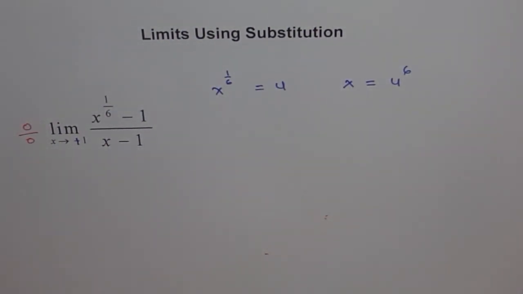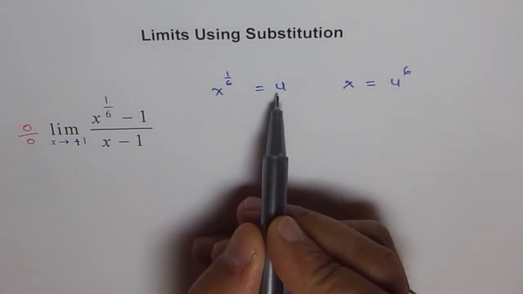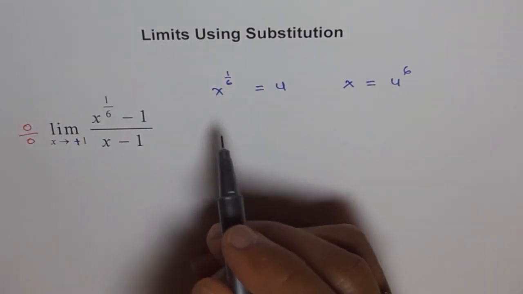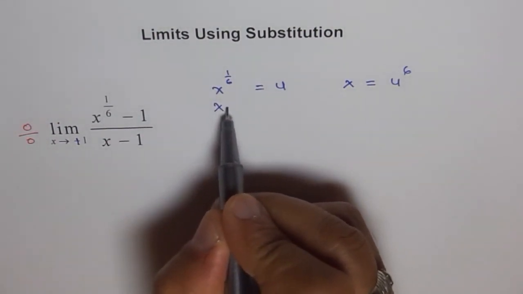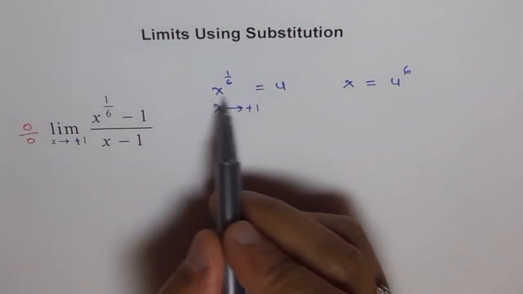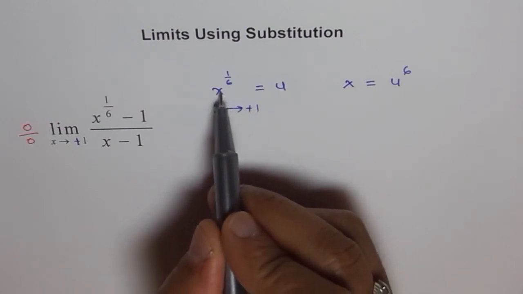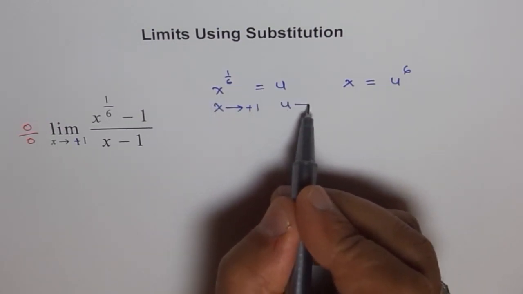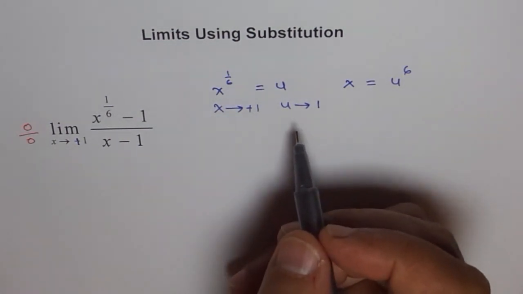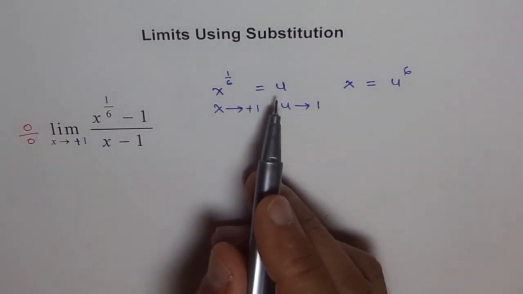Now back to the question. We substituted x to the power of 1 over 6 as equal to u, and therefore x is equal to u to the power of 6. Now think like this. As x approaches plus 1, what happens to u? If x is approaching 1, then 1 to the power of anything is 1. So u is also approaching 1, correct?